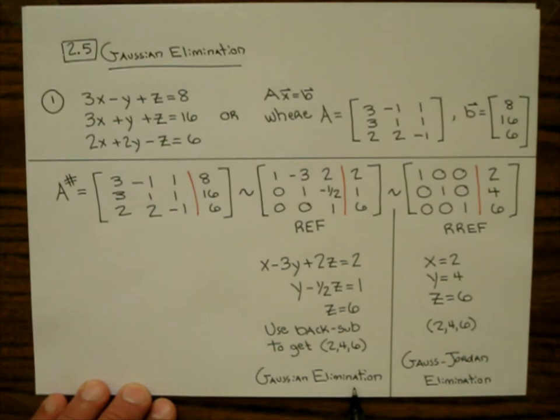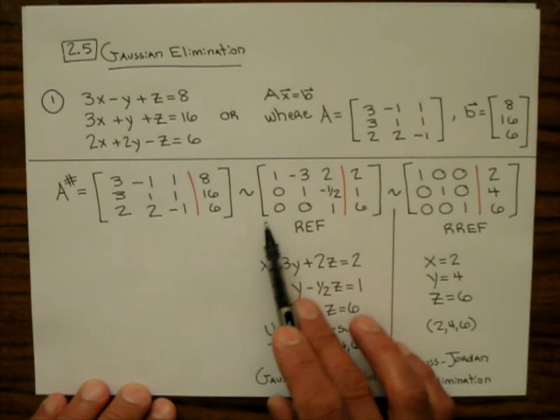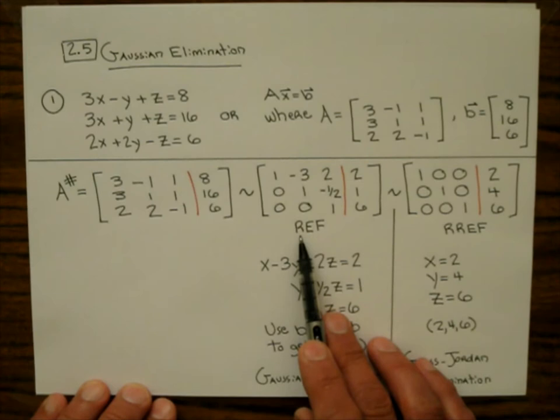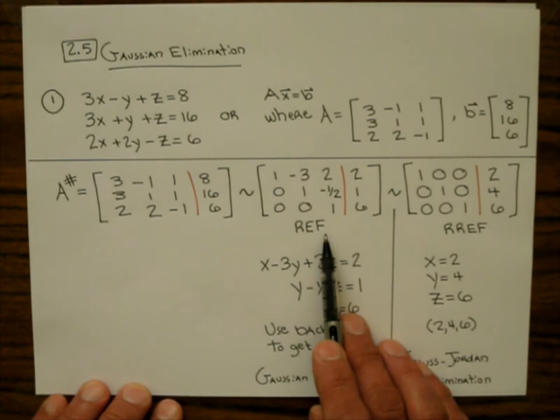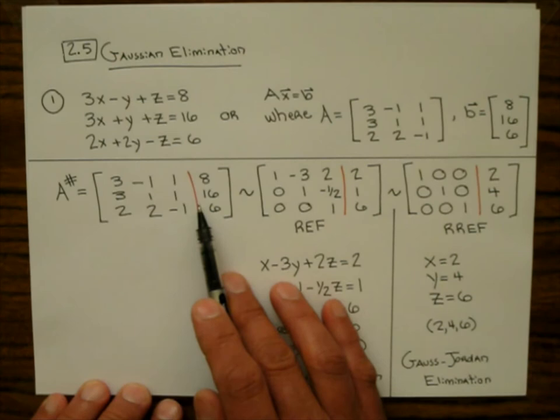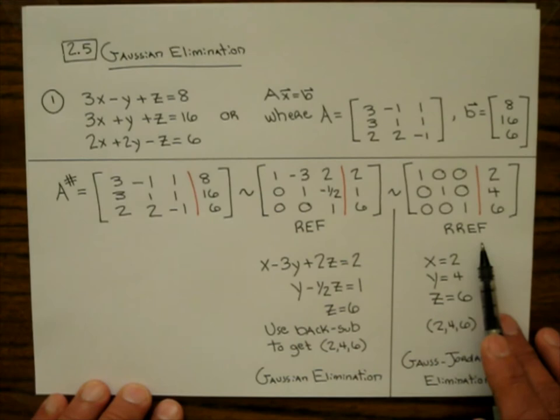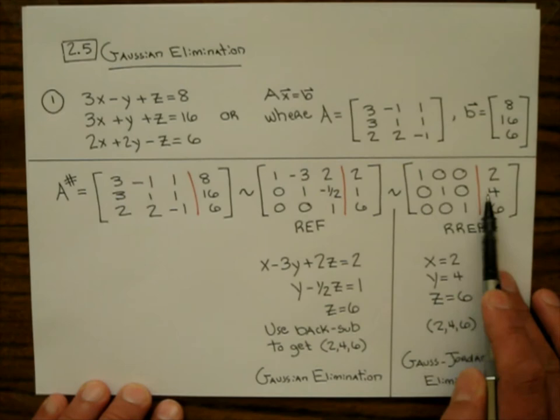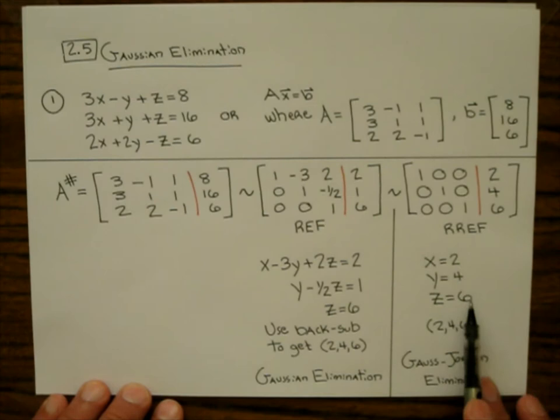So if they say solve this system using Gaussian elimination, then start with the augmented matrix and stop with row echelon form. Now if they ask you to solve a system using the Gauss-Jordan elimination technique, then you would start with your augmented matrix and take it all the way down to reduced row echelon form. It's more row operations, but the payoff is at the very end, your three equations are right there and they tell you what the solution is, at least with one solution. And so you won't have to do as much back substitution.